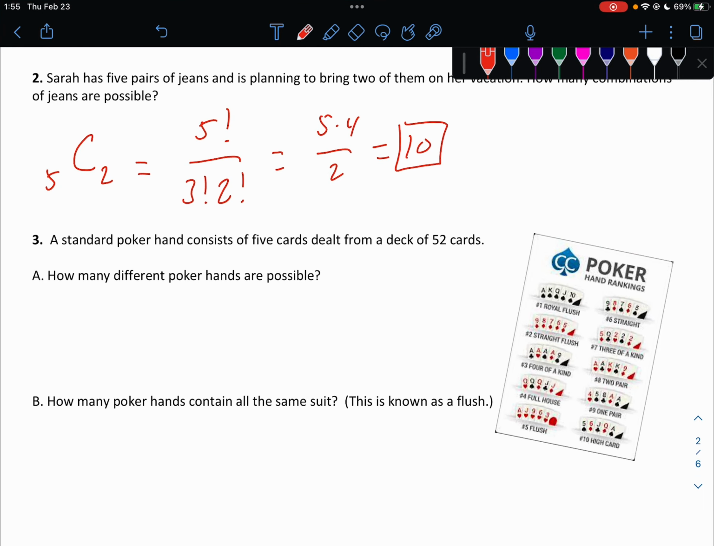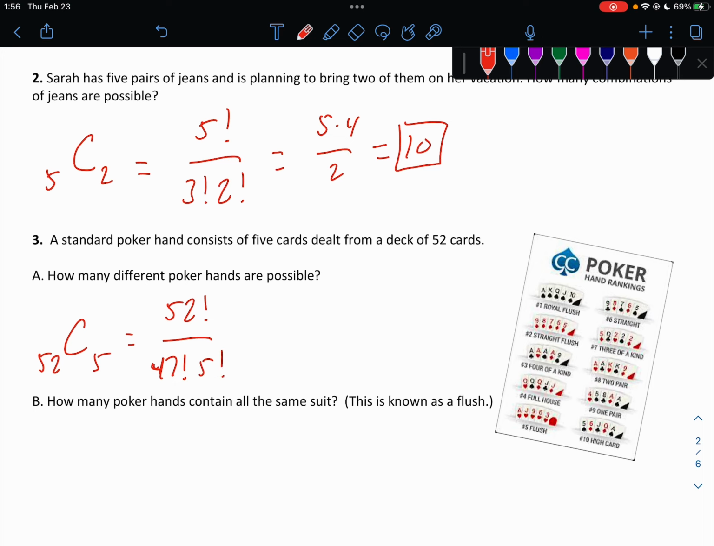All right, number 3, a standard poker hand consists of 5 cards dealt from a deck of 52 cards. How many different poker hands are possible? So again, order does not matter when you're talking about 5 cards, as long as you have 5 cards, right? So this is a combination. 52 choose 5. So it's going to be 52 factorial over 47 factorial, 5 factorial.